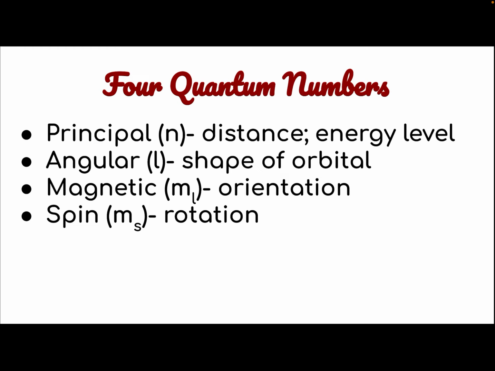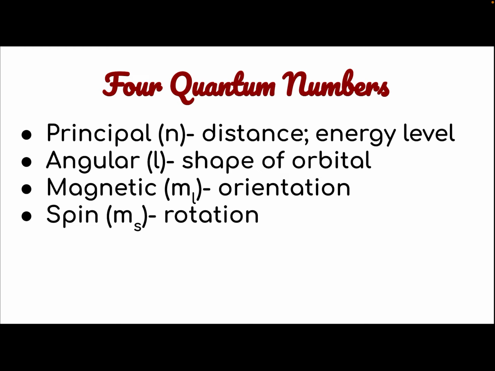Diba, we abbreviated the 4 quantum numbers as PAMS: principal, angular, magnetic, and spin. Principal quantum number or letter N shows the distance, yung layo ng cloud doon sa nucleus. It also signifies the energy level of an electron region. Next, the angular quantum number or letter L shows the shape of the orbital, yung hugis ng orbital.